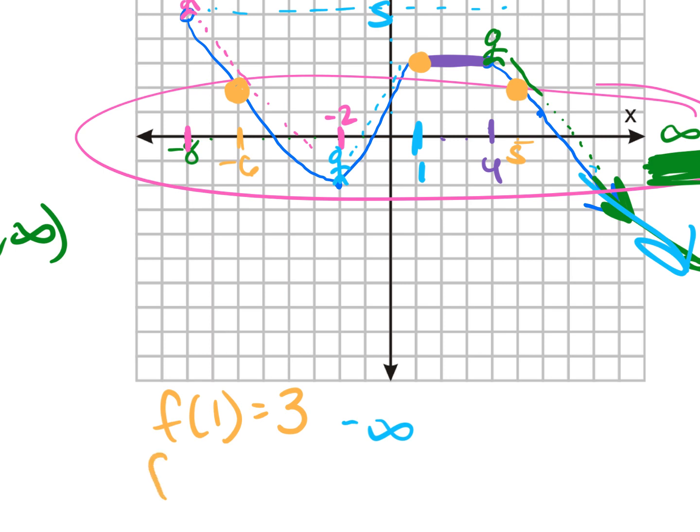What about f of -2? That would be -2. Awesome. That would be this point here. So at -2.